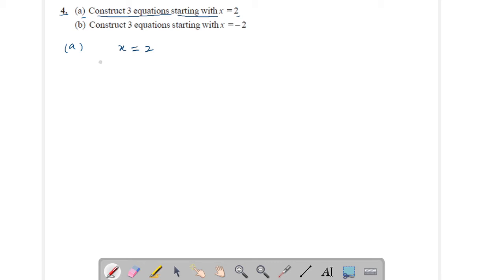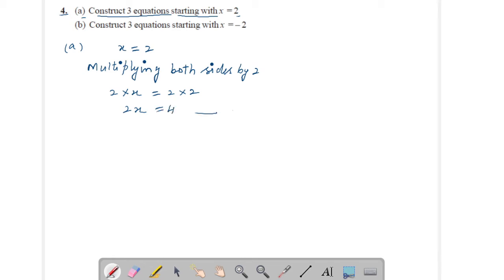Here, multiplying both sides by 2. What will you get? 2 into x equal to 2 into 2. That is, 2 into x is 2x, equal to 2 to the 4. This is your first equation.